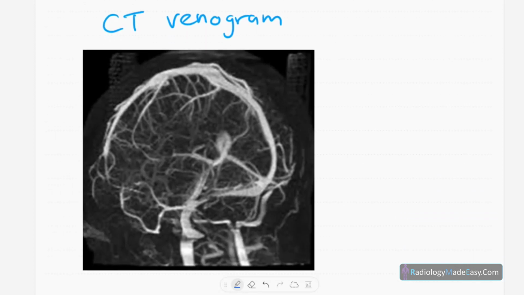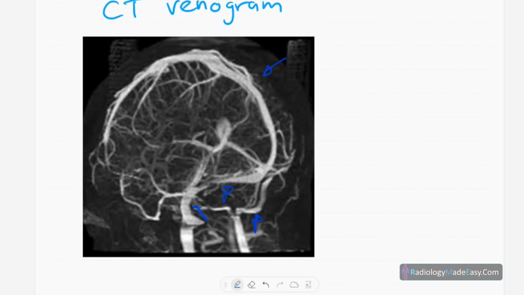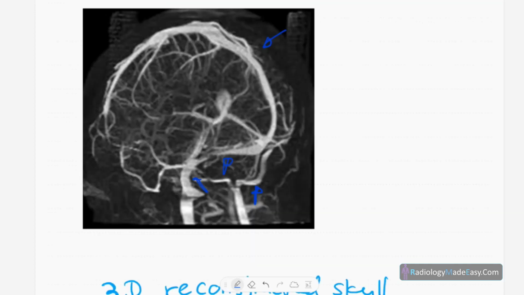Another one is a subtracted venogram. You can see the veins, superior sagittal sinus, sigmoid sinuses, transverse sinuses. So this is a CT venogram. You have to give contrast to get these images. In MRI you don't have to give contrast. We can get it without contrast.